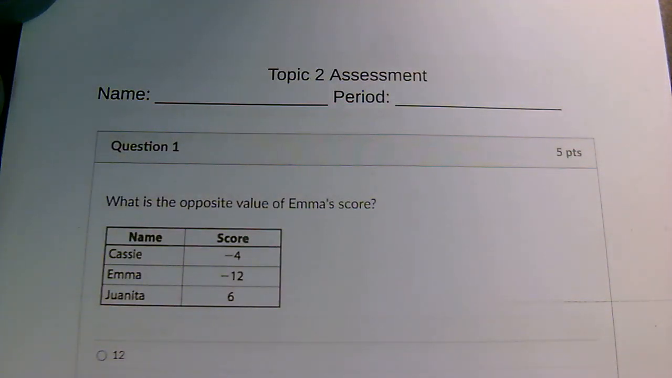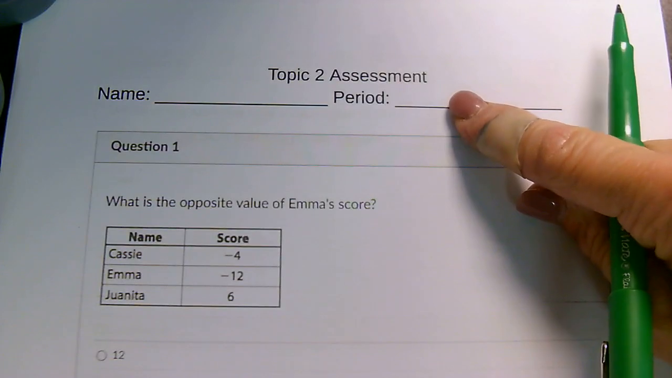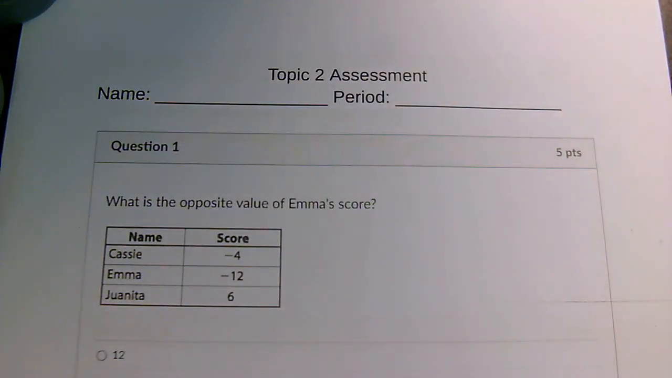Today, students, you will be taking the Topic 2 assessment. We will begin by reading each question, giving a short explanation if needed, and you can pause at each question if you need to and continue on.